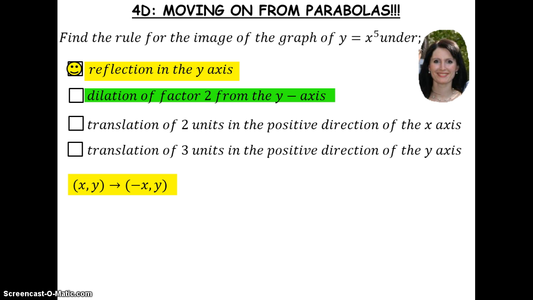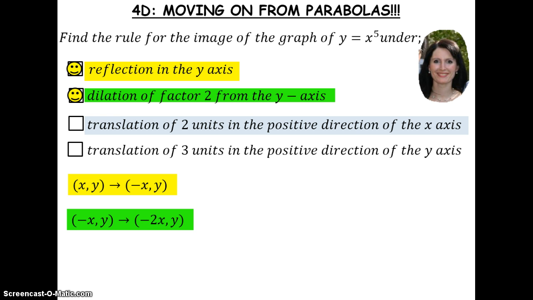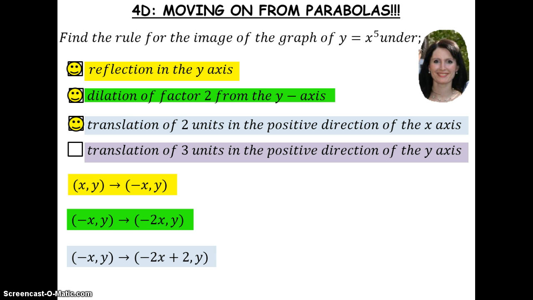Done. Let's talk about the dilation of factor 2 from the y-axis. Again, the dilation from the y-axis affects the x value, to end up with (negative 2x, y). Done. Let's now look at our translation of 2 units in the positive direction of the x-axis. So it becomes (negative 2x plus 2, y). Done. And lastly, the translation of 3 units in the positive direction of the y-axis. That becomes (negative 2x plus 2, and then y plus 3).